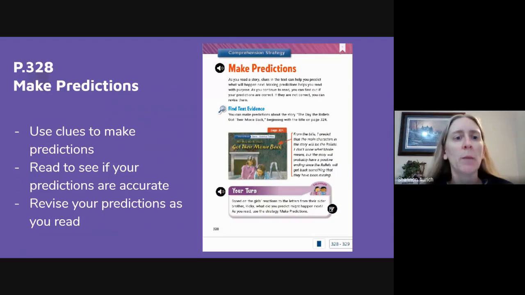It's about making predictions. So go ahead, read this page on your own, or you can log into ConnectEd and listen to it. Remember, use clues to make predictions. Read to see if your predictions are accurate, and revise your predictions as you read. So keep making more predictions, or add on to your predictions, or change your predictions as you read. All right, so reading that page 328.